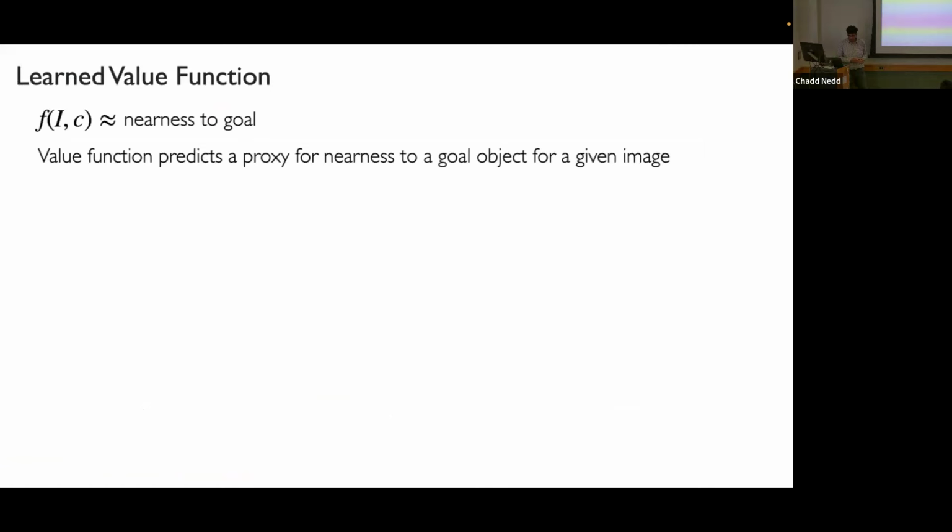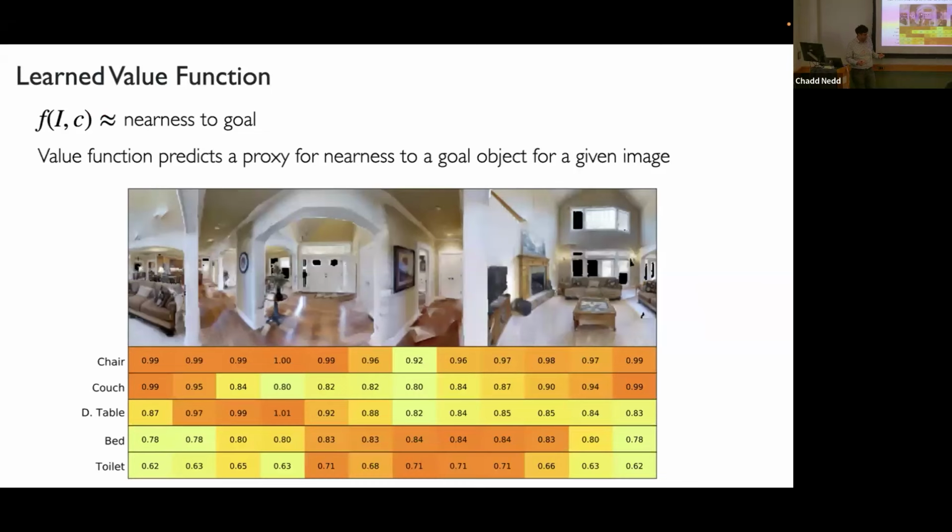The value function is essentially going to measure nearness to goal. If this is the panorama that you are observing right now, I'm going to show you the output of the value function for finding different categories, standing at this current location. What you will see over here, and this is all learned on videos, is that for finding chairs, couches, and dining tables, it is saying that going in this direction is a good thing because you already kind of see it, so it's not such a surprise.